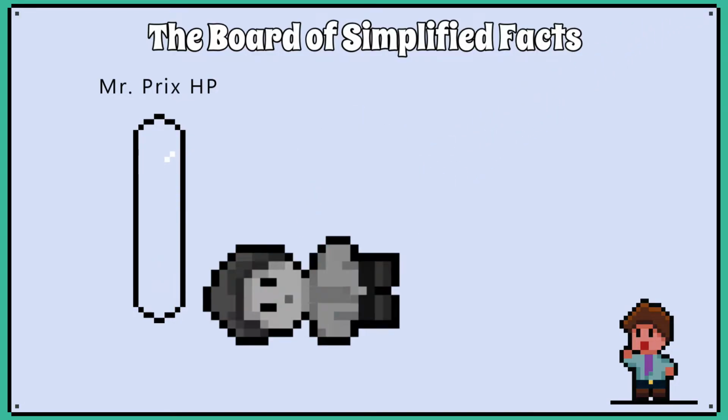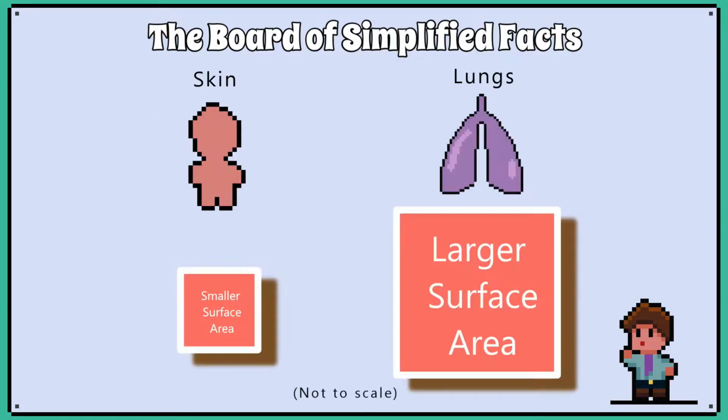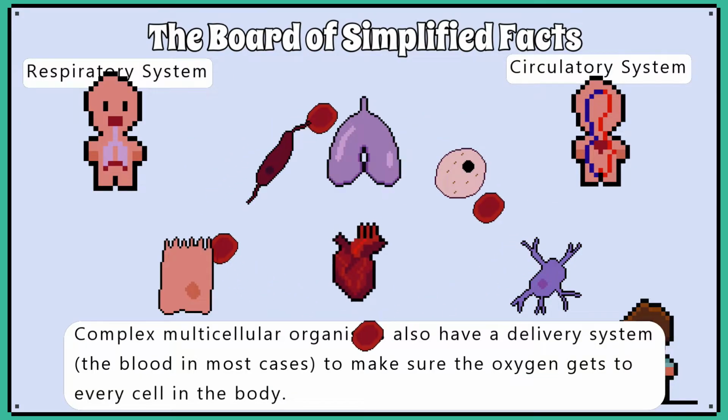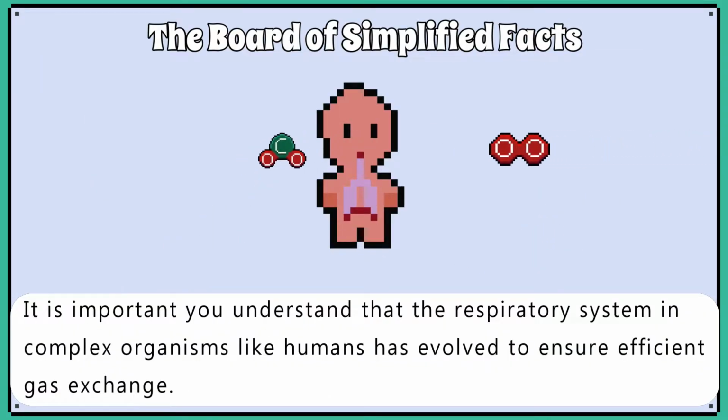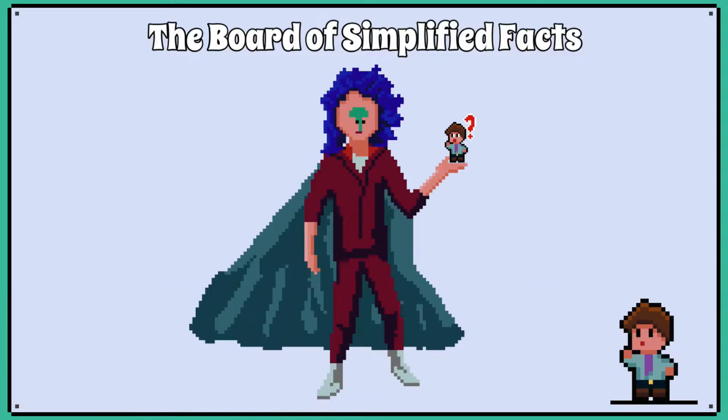There isn't enough surface area available on the outside, so life has adapted to having structures, like lungs, which have a large surface area, on the inside. Complex multicellular organisms also have a delivery system, the blood in most cases, to make sure the oxygen gets to every cell in the body. It is important to understand that the respiratory system in complex organisms like humans has evolved to ensure efficient gas exchange. You must be able to label the respiratory system in humans.